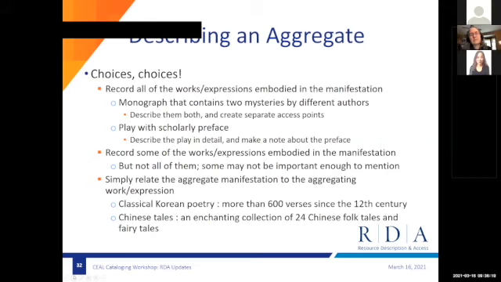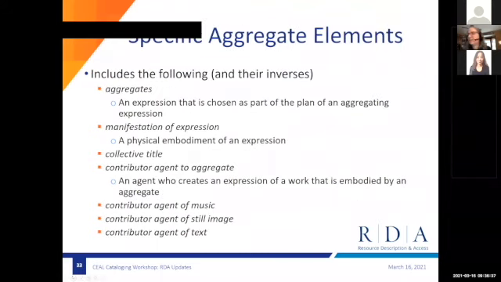You could record some of the works and expressions embodied in the manifestation, but not all of them. Some of them may not be important enough to even mention. So my book has an index. Am I going to describe that index? I might put it in a note, but that would be it. That's okay too. Or you can simply relate the aggregate manifestation.